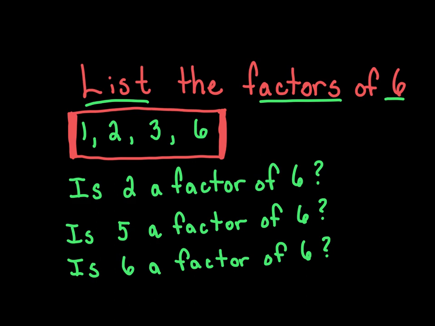Is 2 a factor of 6? Yes, it is, because 2 times 3 is 6. Is 5 a factor of 6? No. There is nothing that I can multiply by 5 to get to 6. So that is a big fat no. Is 6 a factor of 6? Yes, it is, because 6 times 1 is 6.